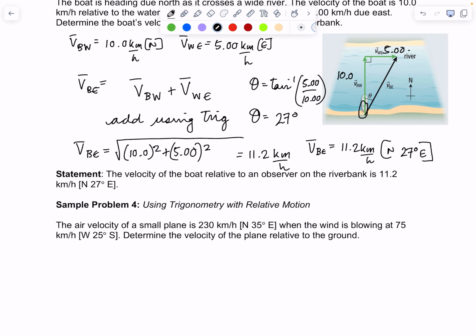The boat will point north. The water is flowing east. The resultant velocity will be 27 degrees east of north.